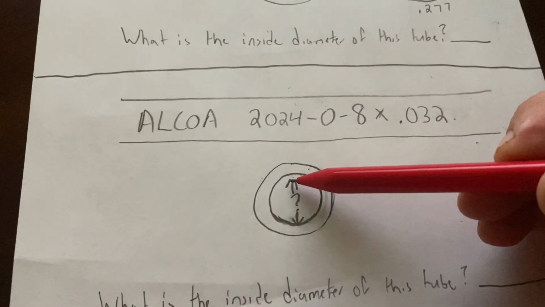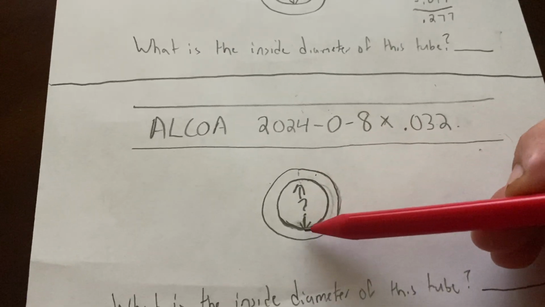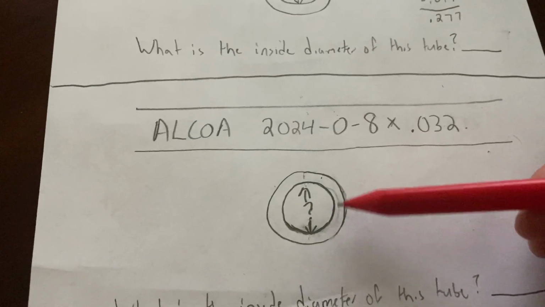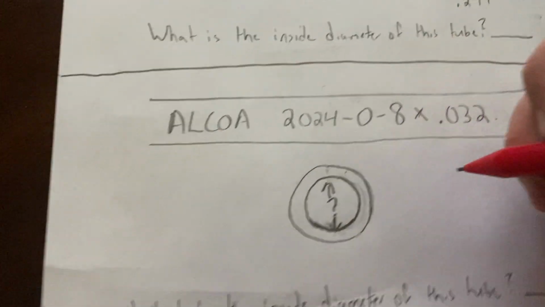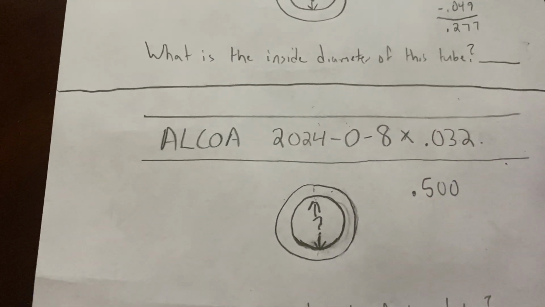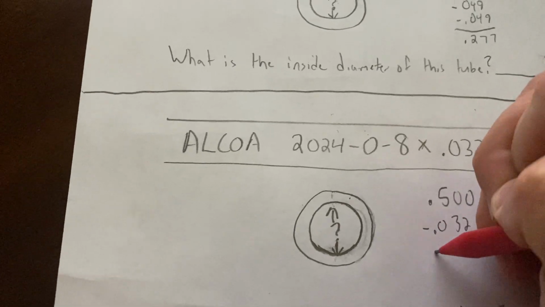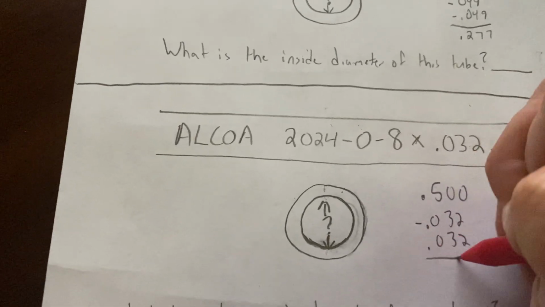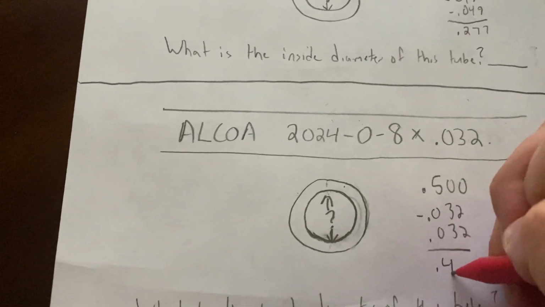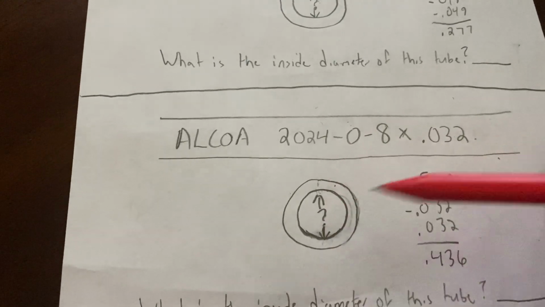Well, in order to do that, we would have to say, okay, well, this wall thickness is 0.032. This wall thickness is 0.032. The outside diameter is 1/2 inch. So the math on this would be, you take the 1/2 inch, 0.5. You're going to subtract the wall thickness 2 times, 0.032. And when you get all done solving this one, it would end up being 0.436, the inside diameter, if you were to measure across the inside of this tube.